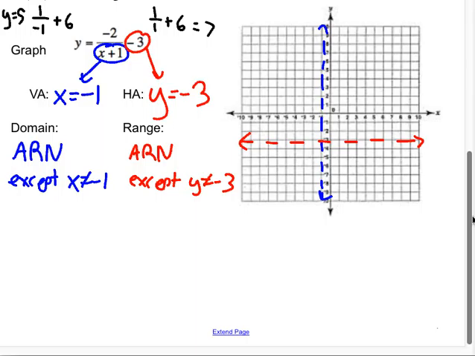All right, so now we're going to do the same thing as we've been doing. Instead of making a table, I'm just going to find 2 points, okay? I'm going to find the point 1 to the left of the vertical asymptote, 1 to the right of the vertical asymptote. So let's plug that in.